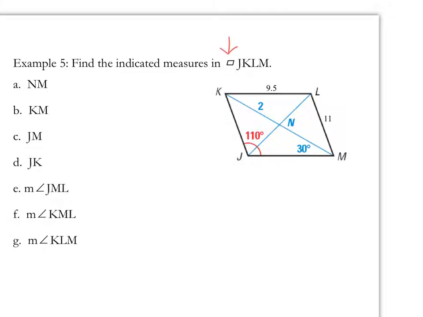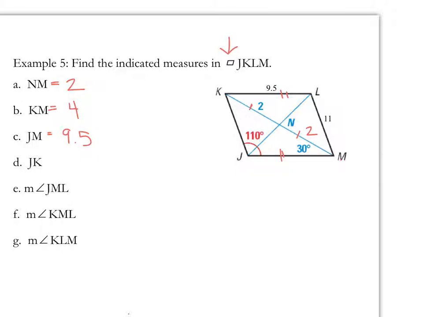This is a symbol for a parallelogram. So it says I want to find all these different measures. I'm given some information on my picture, and I want to find NM. So this is NM. Well, if we just talked about the two diagonals being cut in half, so that would be 2. KM would be the whole length, so that would be 4. JM is a side, so I know that opposite sides are congruent, 9.5.